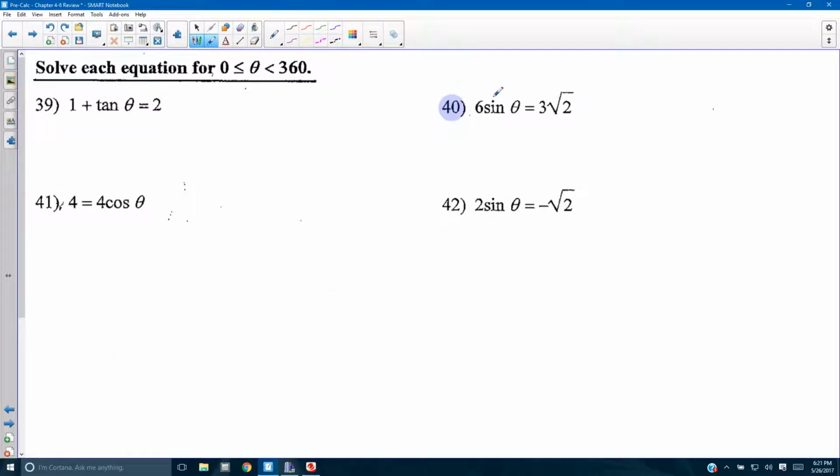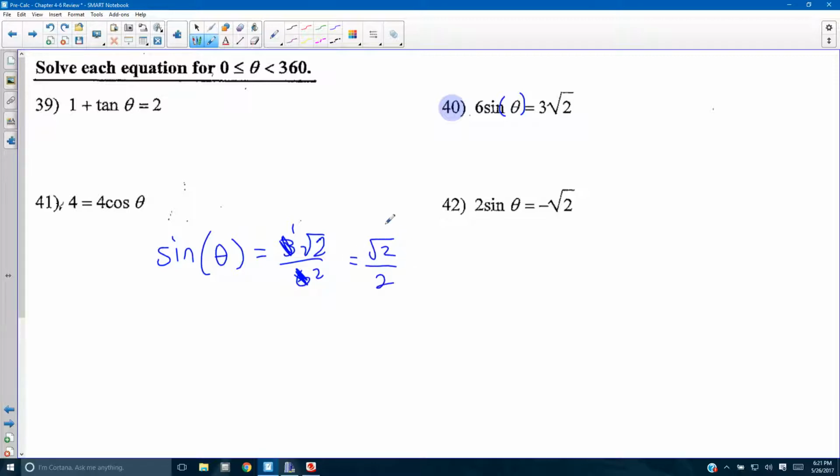Number 40, 6 times sine of theta equals 3 root 2. Okay, divide by 6 to isolate sine of theta to begin with. Sine of theta will be 3 root 2 over 6. Strange ratio, you might say. However, 3 over 6 reduces to 1 over 2. So this is root 2 over 2 right here.